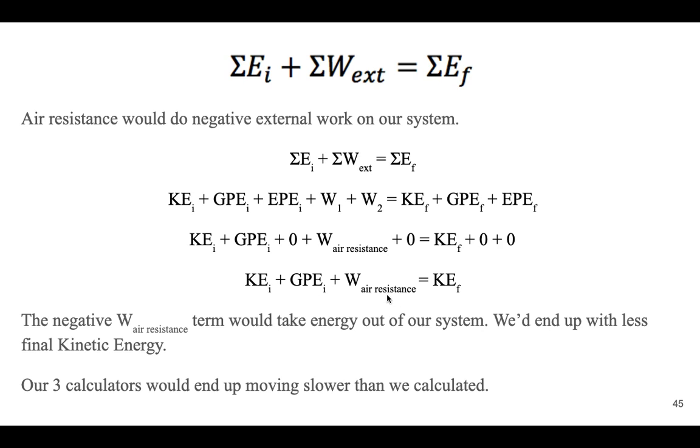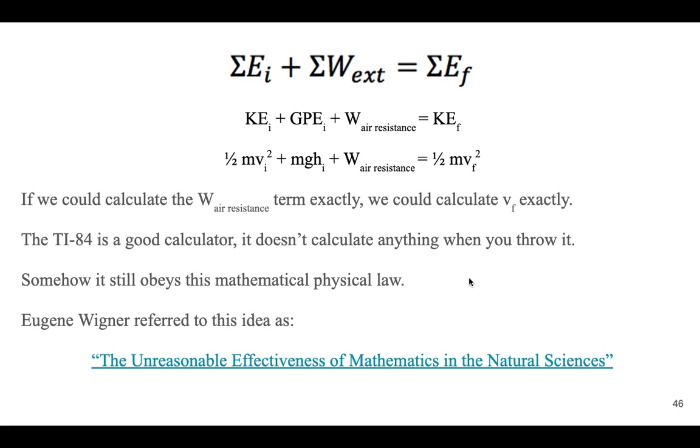What that means is you would have less total energy on the left side, which means you therefore will have less total energy on the right side. Your final kinetic energy would be smaller, which means your calculator wouldn't be going as fast. So if you actually did this, Alice's would end up being the slowest, Billy's would be second slowest, and Charlie's would be fastest.